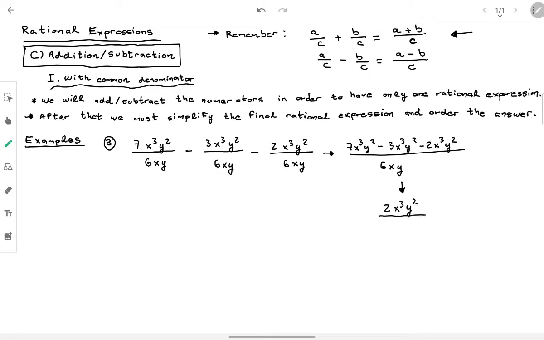Remember, to be added or subtracted, they must have the same letters and the same powers. All of it divided by 6xy. Maybe we can do the simplification by mind. I will do it in 2 steps for explanation purposes.